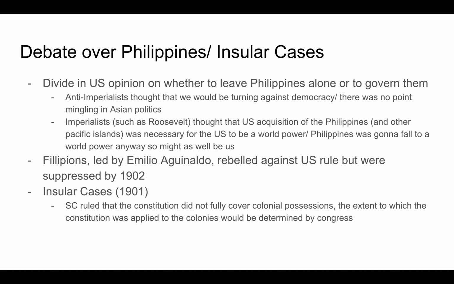The Filipinos, led by Emilio Aguinaldo, I think you pronounce it Aguinaldo, rebelled against U.S. rule, but were suppressed by 1902. And in the Insular Cases of 1901, the Supreme Court ruled that the Constitution did not fully cover colonial possessions. The extent to which the Constitution was applied to the colonies would be determined by Congress.